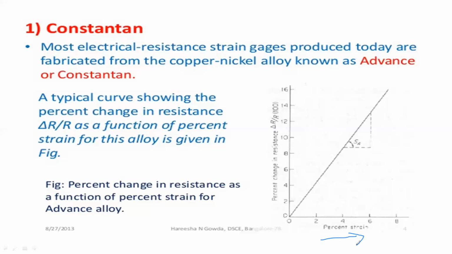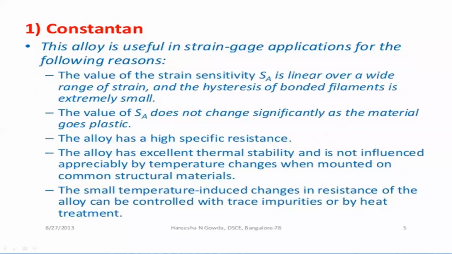We can observe this graph. You can see percentage change in resistance as a function of percent strain for advance alloy. So when we use advance type of alloys, the strain acts very quickly, and the resistance developed in that strain gauge also develops quickly. You can see that constantan.